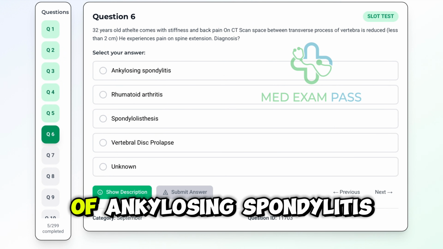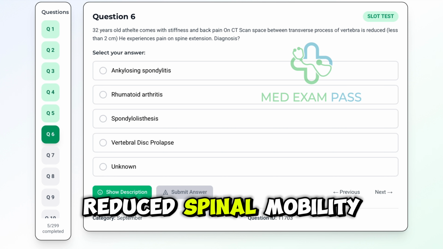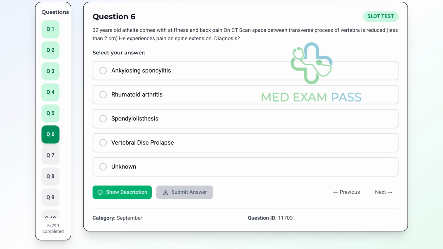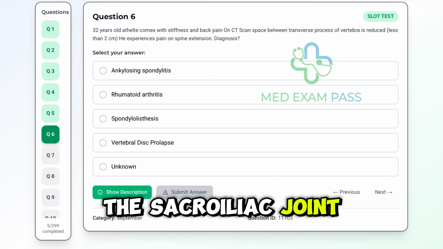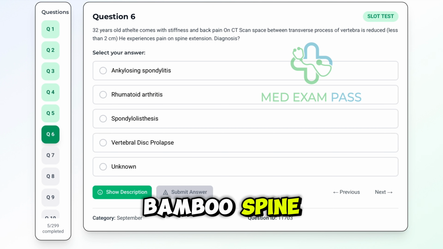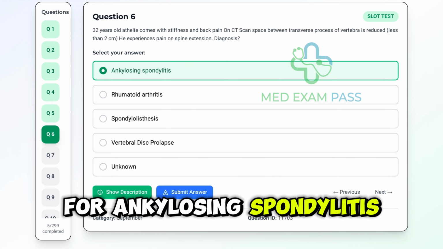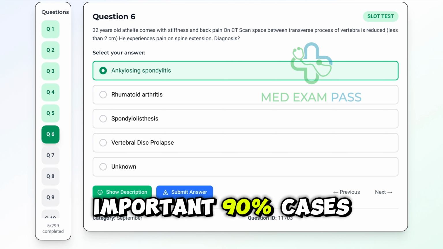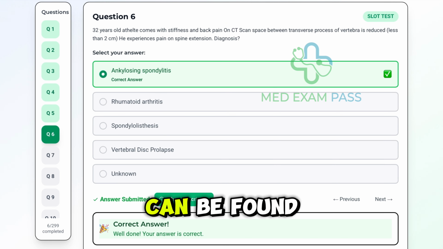So what are the key features of ankylosing spondylitis? Morning stiffness that improves with activity, reduced spinal mobility and chest expansion, sacroiliitis, which is inflammation of the sacroiliac joint and the earliest finding, and progressive spinal fusion leading to the bamboo spine on X-ray. Keep in mind, bamboo spine on X-ray is the key word for ankylosing spondylitis. And most important, in 90% of cases HLA-B27 can be found positive.